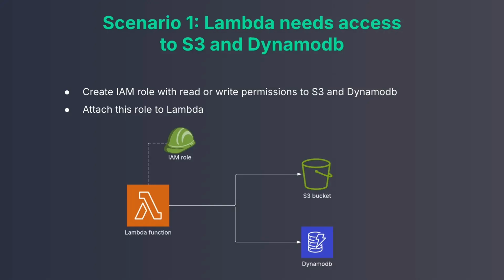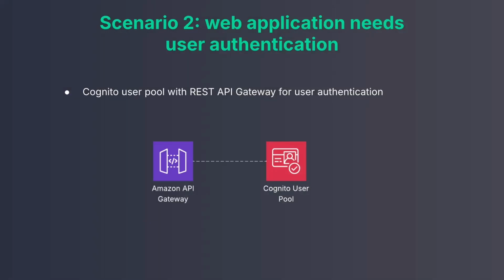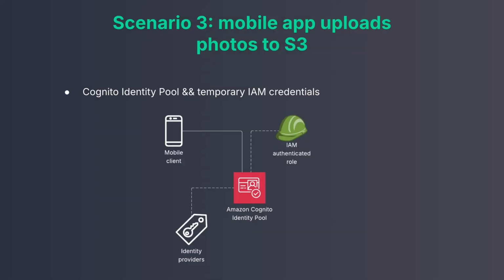Let me give you 7 scenarios that appear in the exam in various forms. Scenario 1. Lambda needs to access S3 and DynamoDB. Solution: create an IAM role with specific permissions for both services and attach it to the Lambda function, not access keys. Scenario 2. Web application needs user authentication. Solution: Cognito user pools for sign up and sign in. Scenario 3. Mobile app needs to let users upload photos directly to S3. Solution: Cognito identity pools to give temporary AWS credentials.